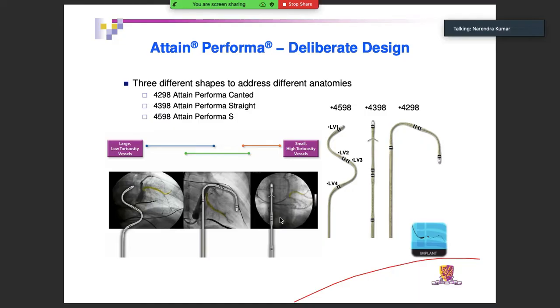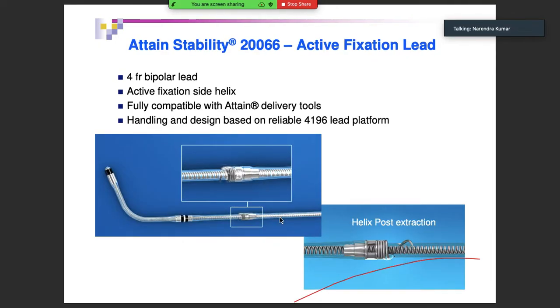But what happens is, the usage of these leads will depend upon the anatomy of the coronary sinus venogram, which you would have done. And then there are active fixation leads as well. They are also pretty small, four French itself, and they are very stable. However, whenever you're trying to do the extraction, one has to be a bit careful. As you can see in the diagram over here, this is how it looks.